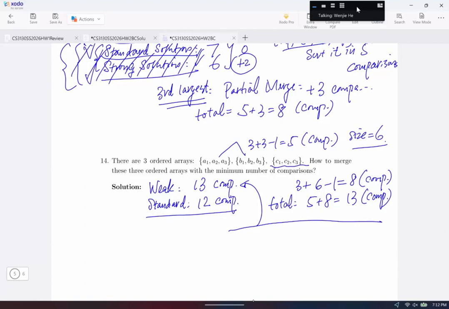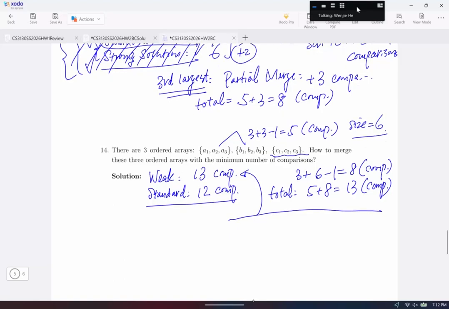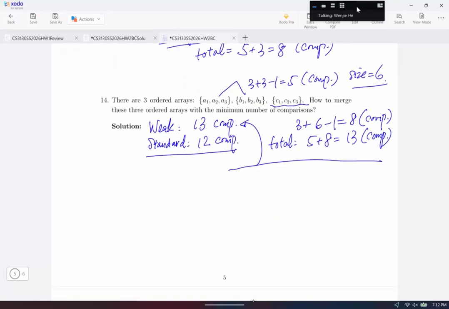So 12 comparisons, you can get full credit. Here, let me show you the idea. If you do better than 12, 11, then you get a strong solution. You get 2 bonus points. If 11 comparisons and your logic is correct, so your main idea is correct, then you get 2 bonus points.